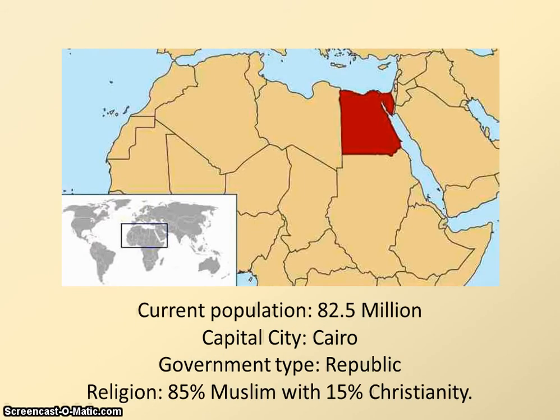The current population of Egypt is approximately 82.5 million people. The capital city is Cairo, and the current government is a republic. Nearly 85% of all Egyptians are Muslim, with the rest being primarily Christians.